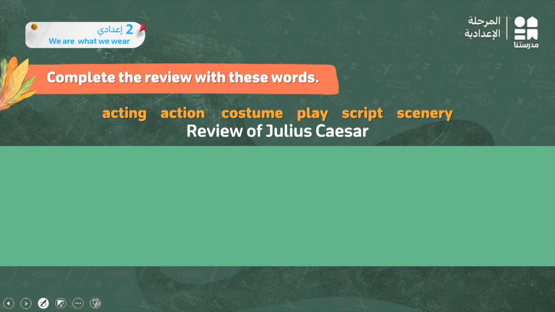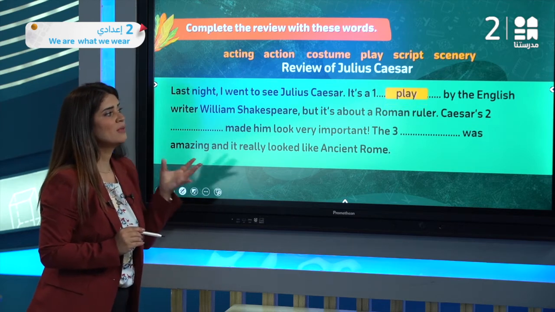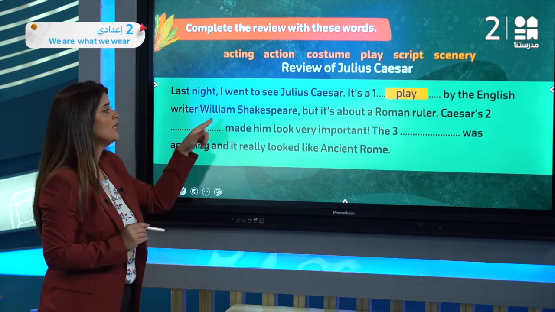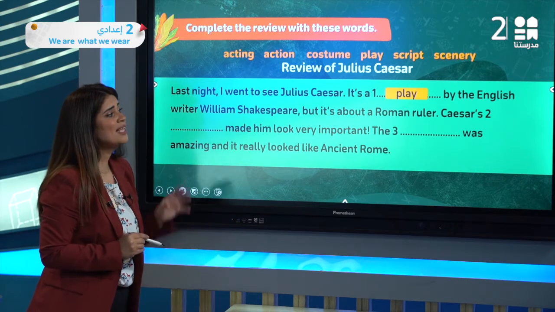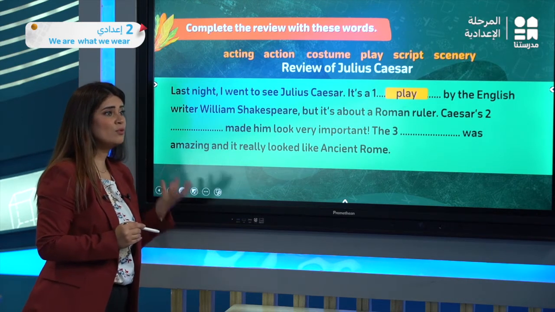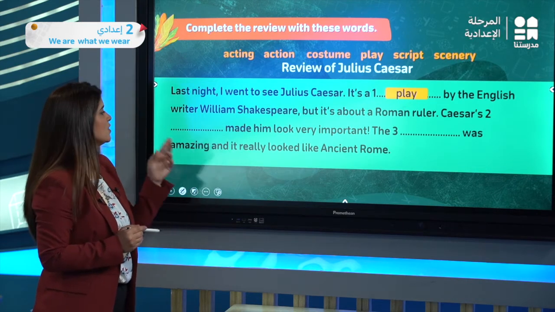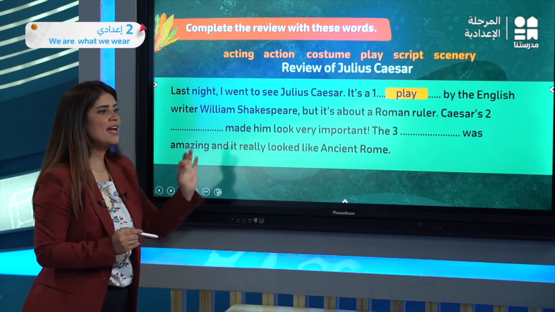To see Julius Caesar, which is the play itself, المسرحية. It's a space. I have to use the suitable word and fill in the gap. So it's a, of course, play, مسرحية, by the English writer William Shakespeare. But it's about a Roman ruler. هو حاكم روماني, okay? Caesar's space made him look very important.